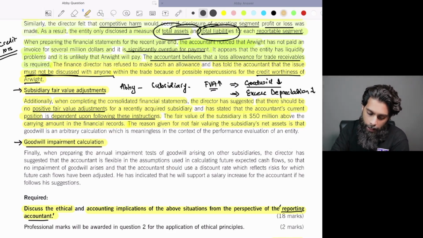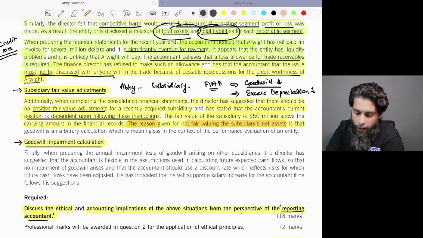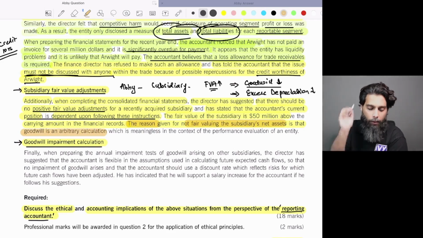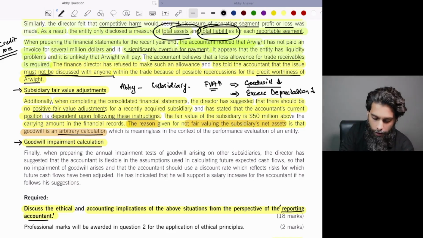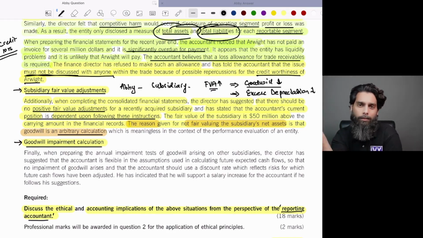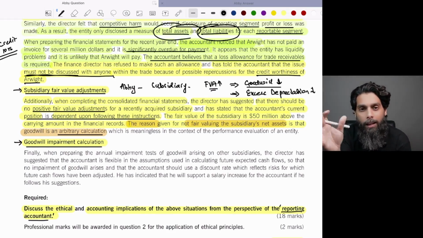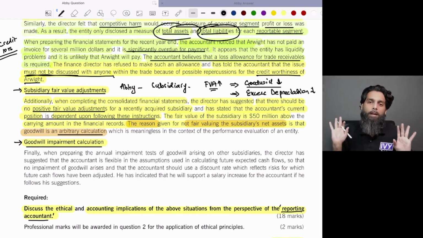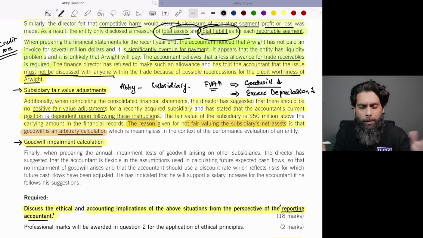Your finance director is saying, my reason is that you should not be fair valuing the subsidiary's net assets because goodwill is an arbitrary calculation. He's saying goodwill is a judgmental thing. It's not a mathematical thing. It's an arbitrary thing, and therefore I can decide what goodwill should be reported. And according to me, you should not be doing any upward fair value adjustment. Anybody can report goodwill according to their own opinion.